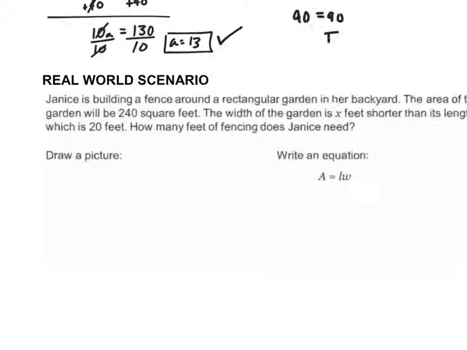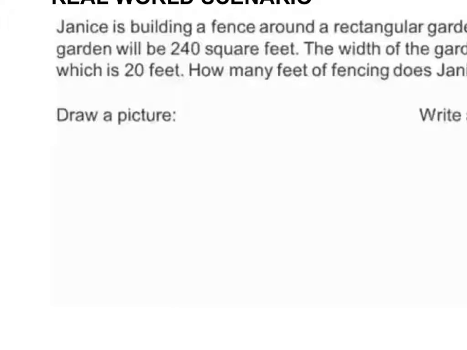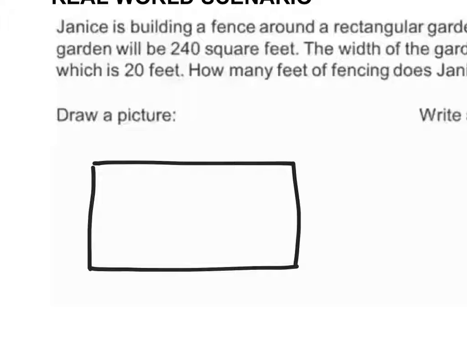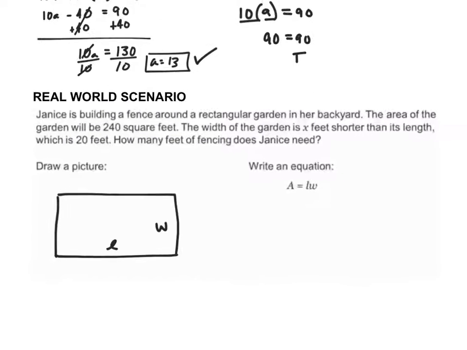So what I want to do is just draw a picture. We have a rectangular garden, so I'm just going to draw a rectangle. And here's what I have. I have a length and I have a width. And here's what I know.